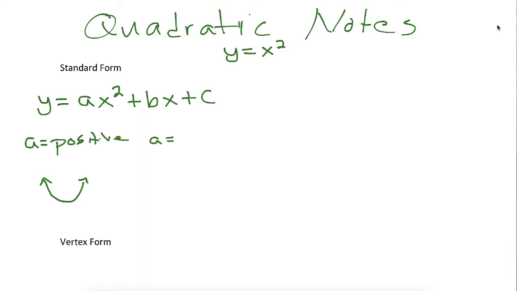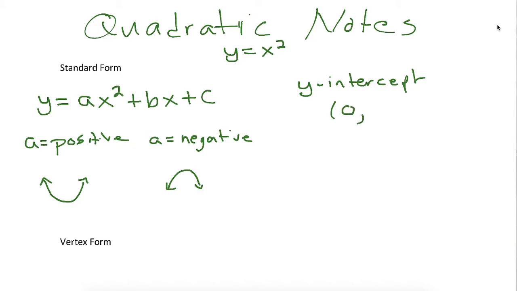If a is negative, the quadratic opens down. So right away, you should get a picture of what this quadratic is going to look like just from that value a. The y-intercept is the point (0, c). So whatever that c value is gets you the intercept.